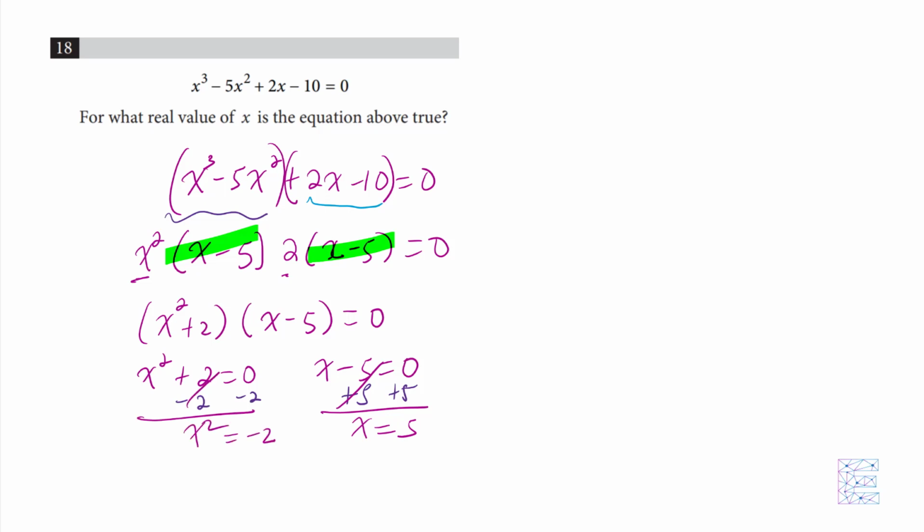To solve for x fully, we have to square root both sides. Now here's the problem. We cannot take the square root of a negative number. So this would be an imaginary number, i root 2. Now the question said we need a real value of x, or a real number. That means we can throw out this answer and keep x equals 5. So we'd grid in 5 as the answer to this question.